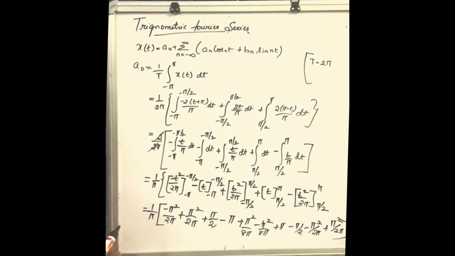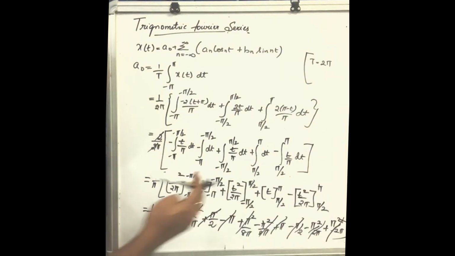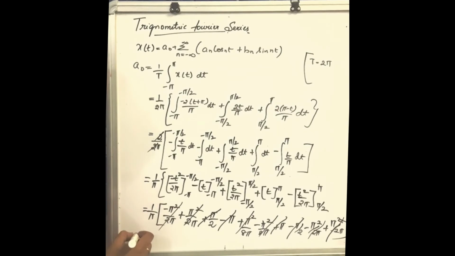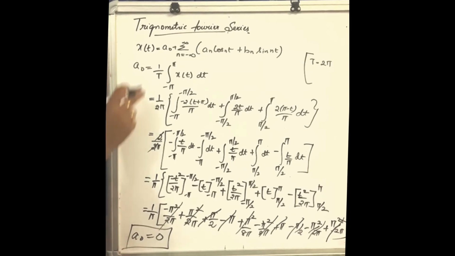And now you have minus pi square by 2 pi plus pi square by 2 pi. So you can cancel these two. There is one plus pi minus pi. Here, minus pi by 2 plus pi by 2. If you see, you get to cancel all the values, and finally a naught will be equal to 0. So we have found a naught. A naught is equal to 0.